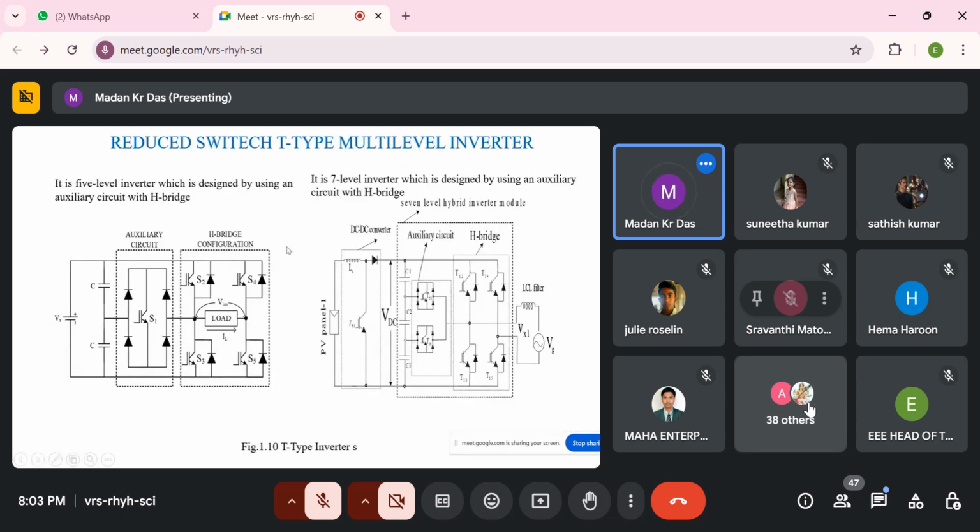And now in this inverter, we only increase by one DC source and one bidirectional switch will be added here. Then it will generate the 7 level output voltage. And suppose we add another DC source and one bidirectional switch, then it will generate the 9 level output voltage. So it is the generalized model.